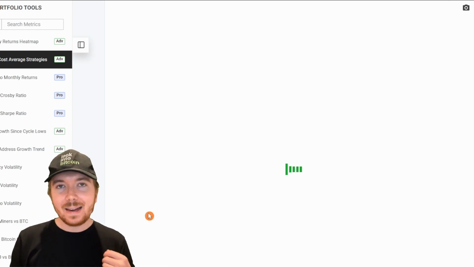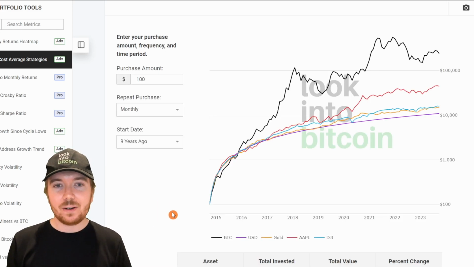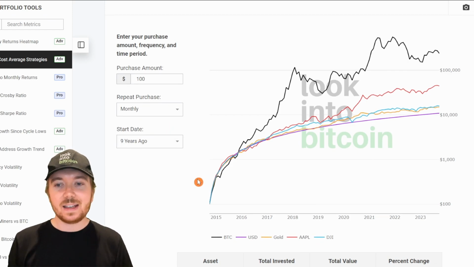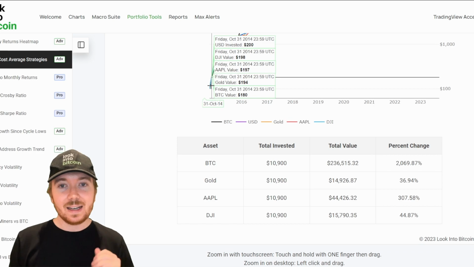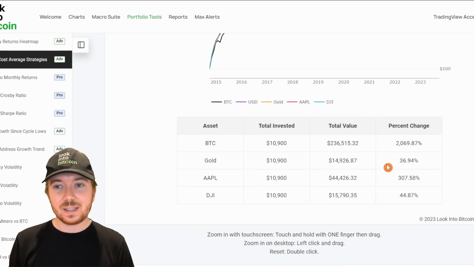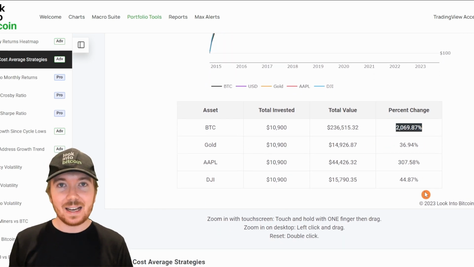And if we go to the 9-year, it becomes even a little bit more apparent. So the same strategy, $100 at the end of every month. Buying BTC since September 2014, would have returned 2,069.87%, just blind dollar cost averaging.